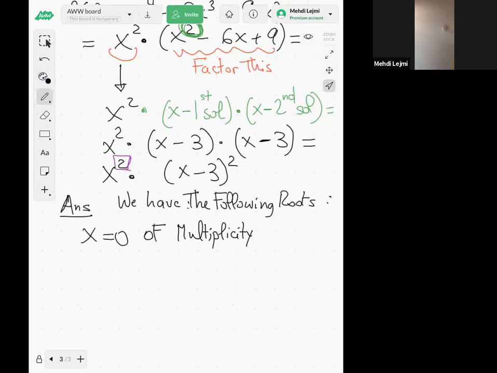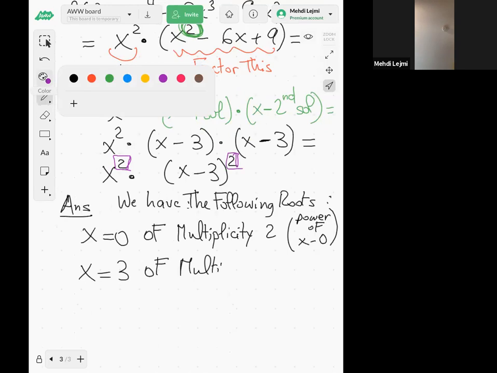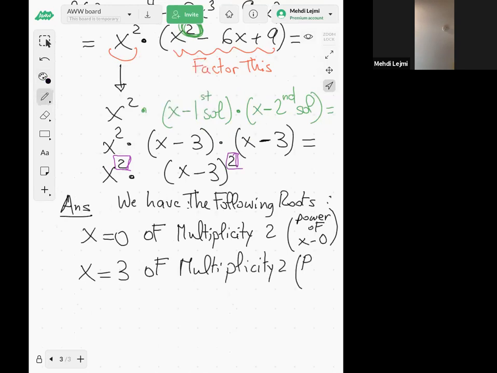That's the power of x minus 0. And the second root was 3, and that's of multiplicity 2, because you see here it's power 2, so it's of multiplicity 2. That's the power of x minus 3. Right, so I got my roots and I got my multiplicities.